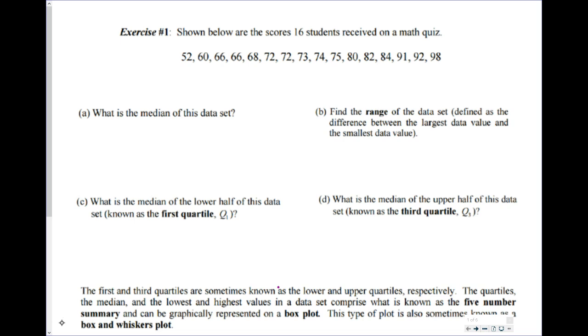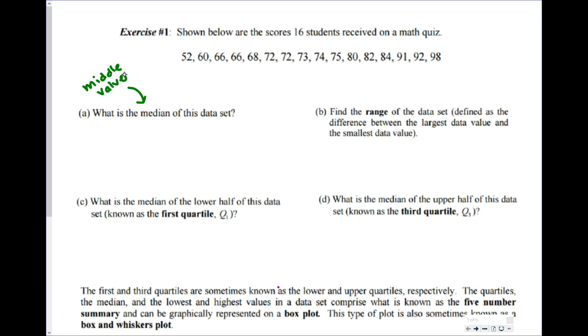So here we've got data like we've had before. 16 students receive scores on a math quiz. So here are the scores. They start at 52 and they go all the way up to 98. So the first thing you have to do when you're doing a box and whisker plot is find the median. Now it's been a long time since you've had stats, but the median means the middle value.